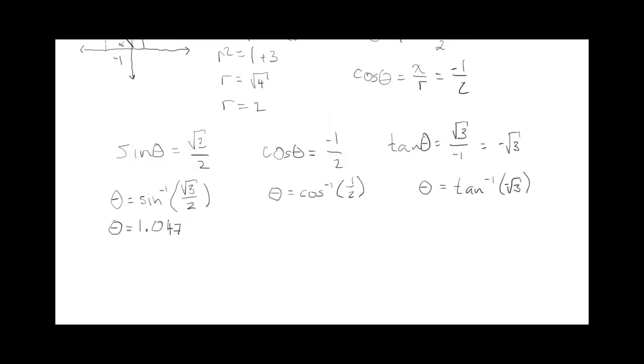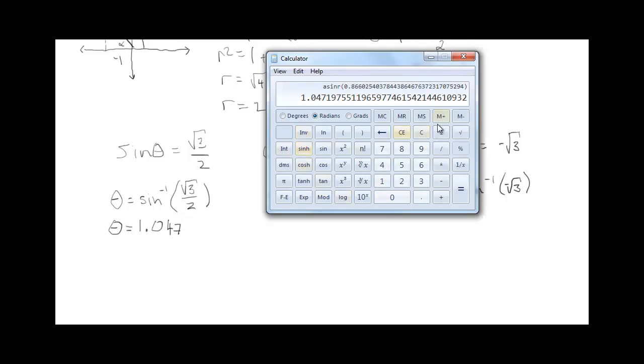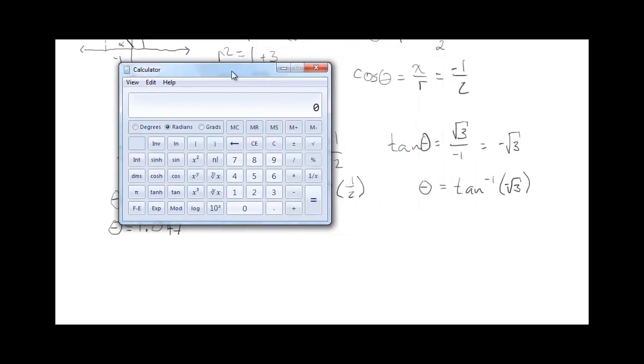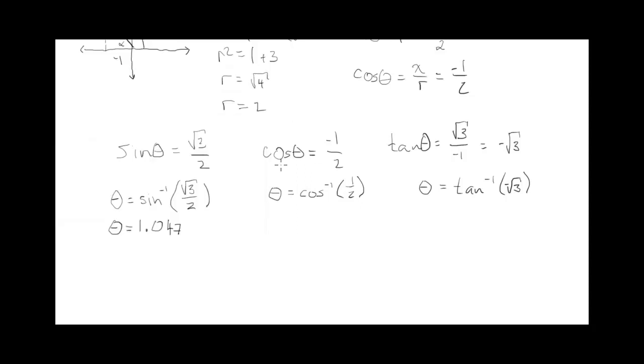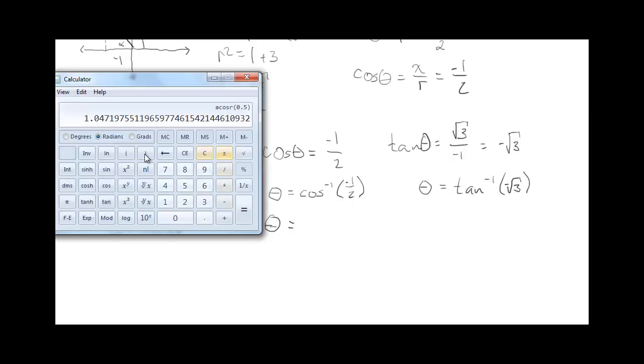I can do the same thing with cosine. In cosine, I'm just taking the inverse cosine of 1/2. So inverse cosine, I get 1.047. Oh, there's my mistake. I didn't have a negative. It was inverse cosine of negative 1/2.